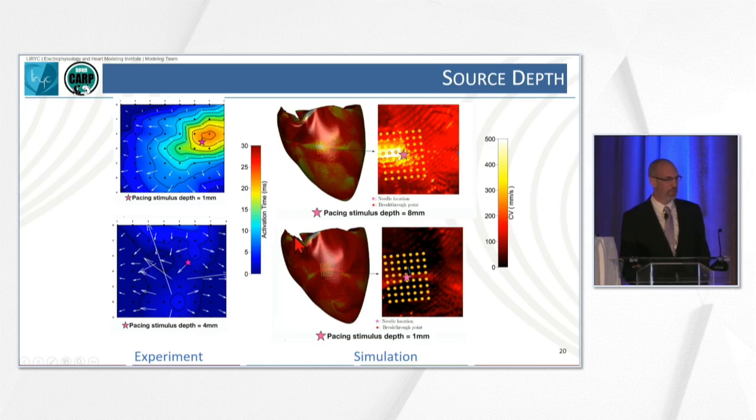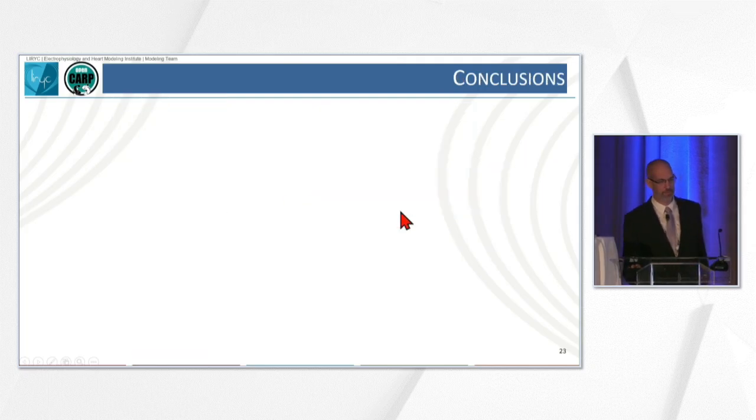And also the source depth has a certain effect on it. So again, things that are deeper in the tissue are going to produce a much different activation pattern than if something is close to the surface. If the source of the activity is deep within the tissue, you get a much different pattern, and this is experiment compared to the real.